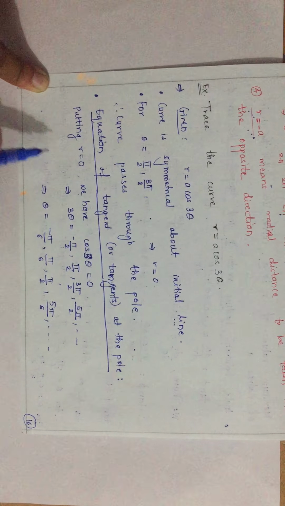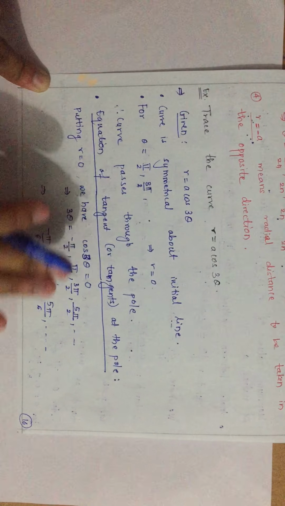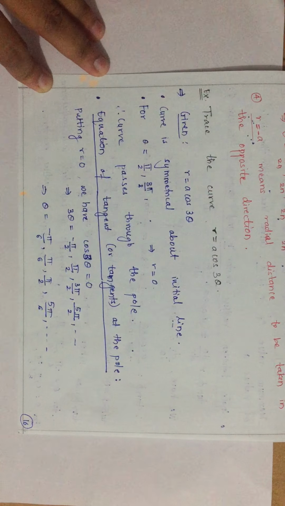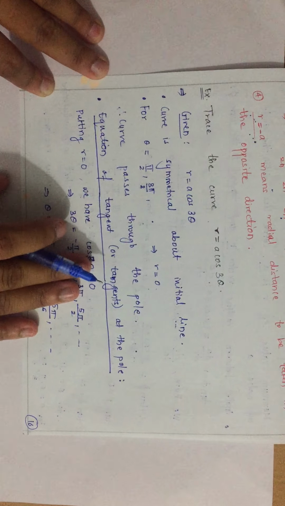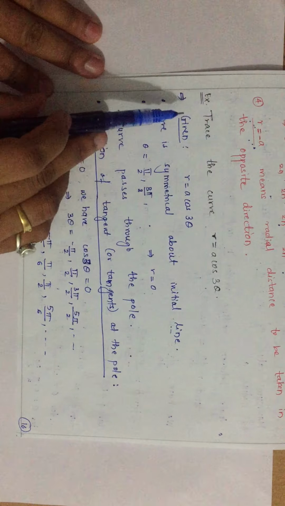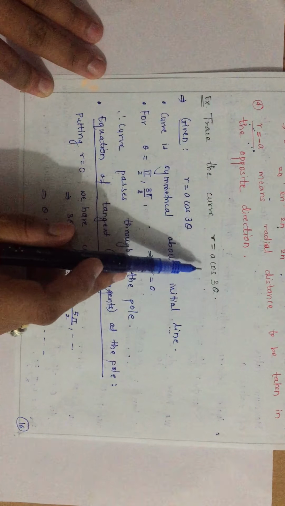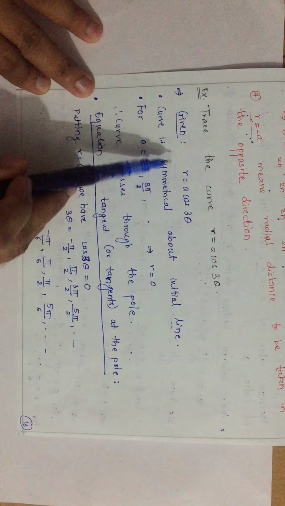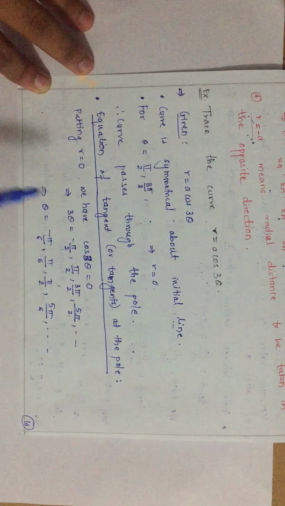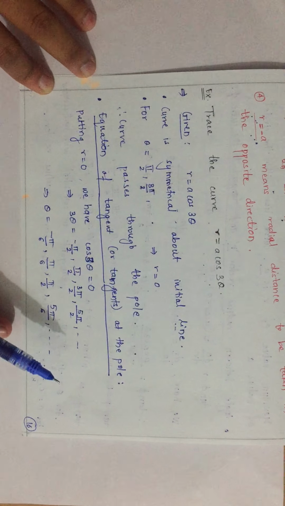So in the last video we have seen the rules to trace rose curves. Now we will see an actual example. The question says trace the curve r equal to a cos 3 theta. Rule 1 says check the symmetry.